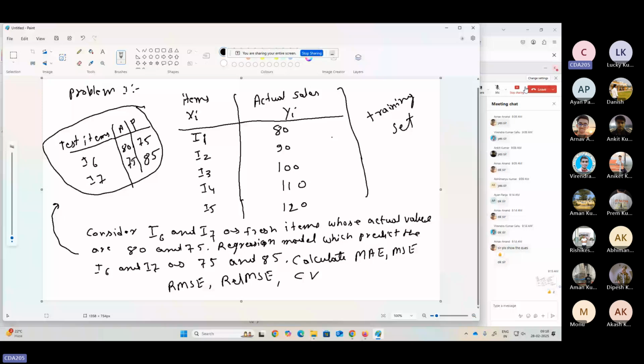These types of problems will come in the midterm. So kindly focus on these things: what is MAE, what is MSE, what is root mean square error, relative mean square error, and CV. In the exam, this type of problem will come. So you should be aware of the formulas. So what all the formulas are there?